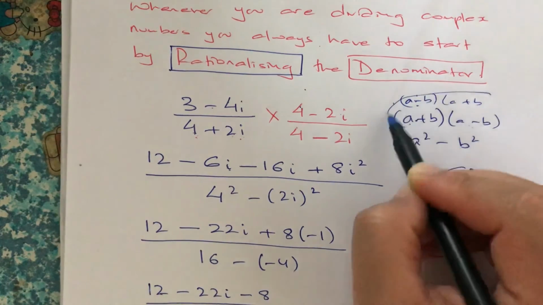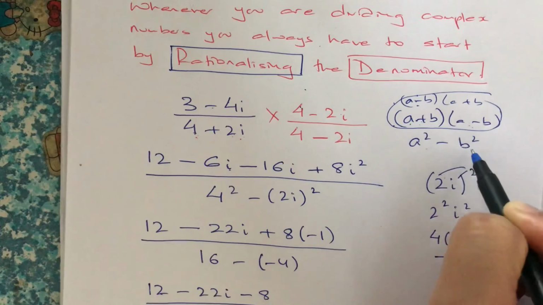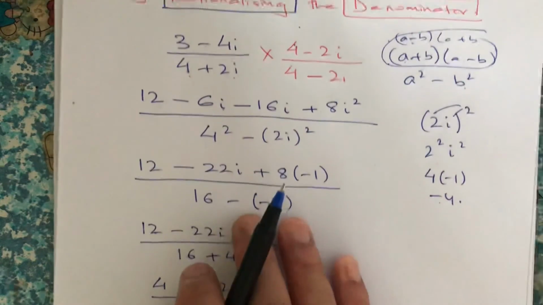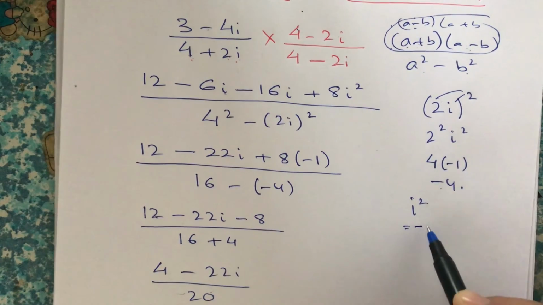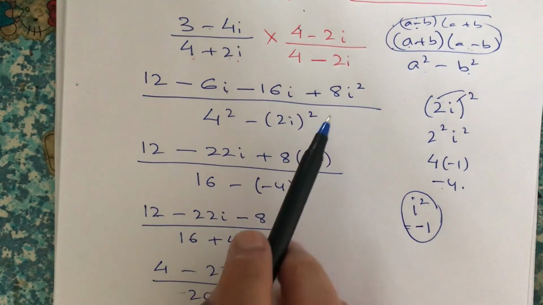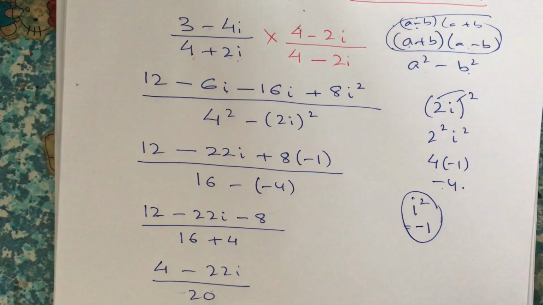So if I have any of these two, I can write the answer as a squared minus b squared, and that is what we write. And please also remember i squared we always know is equal to minus 1, and that is what we substitute over here. Okay, so that is how we divide complex numbers with the help of rationalization.